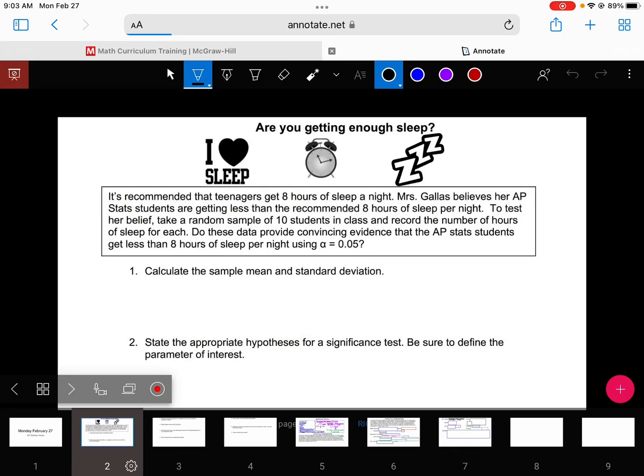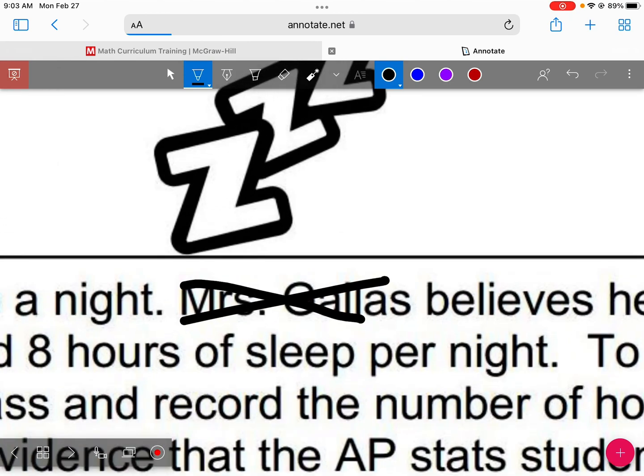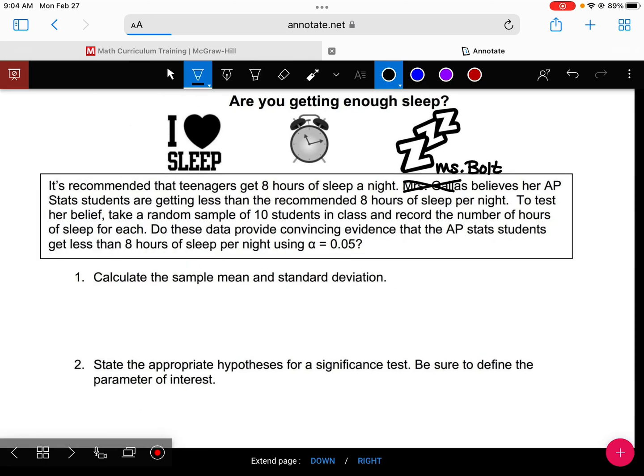All right. So it is recommended that teenagers get 8 hours of sleep a night. I believe that my AP Stat students are getting less than the recommended 8 hours of sleep per night. So to test my belief, I asked you all how much sleep you got last night, and then I randomly chose 10 of you. That's what I was over here doing, random number generator.